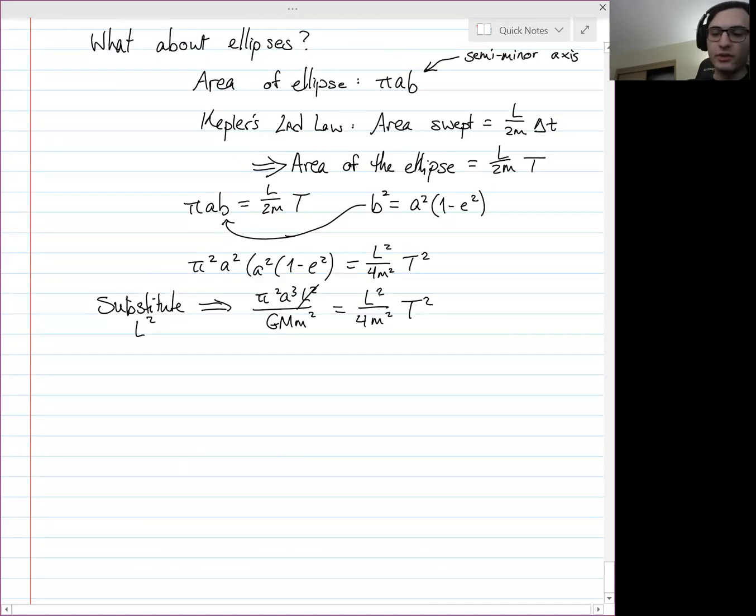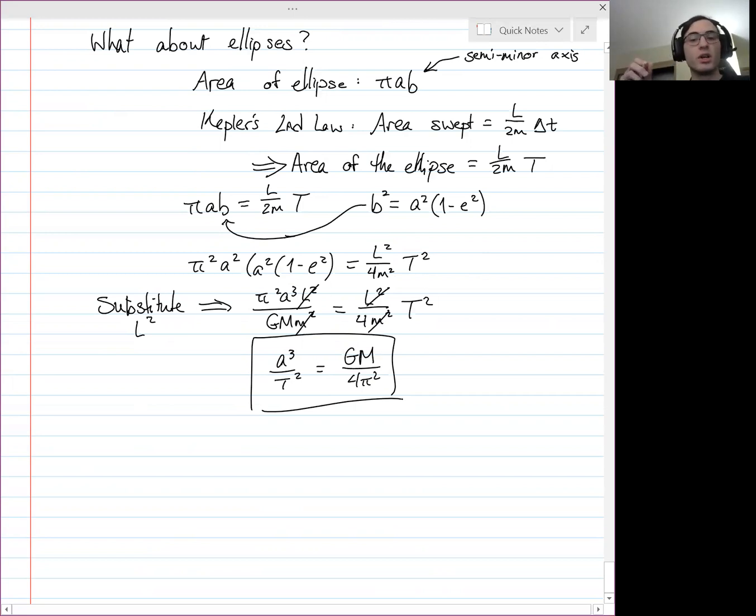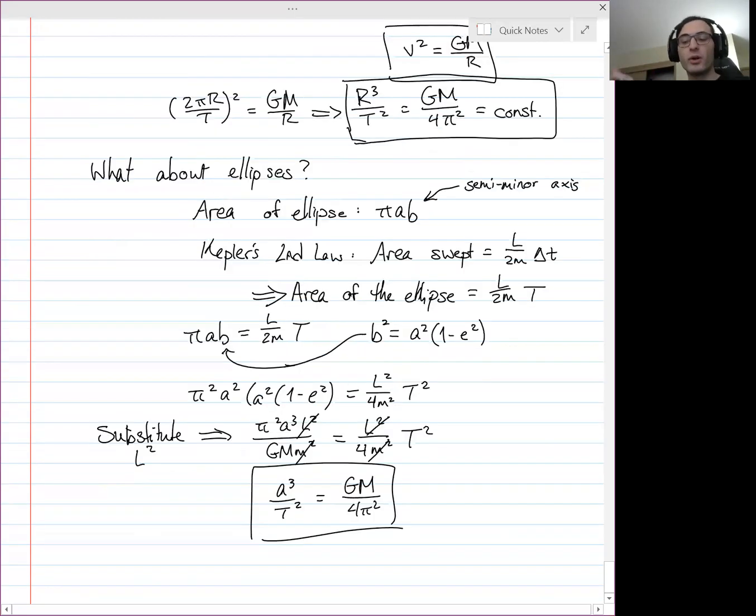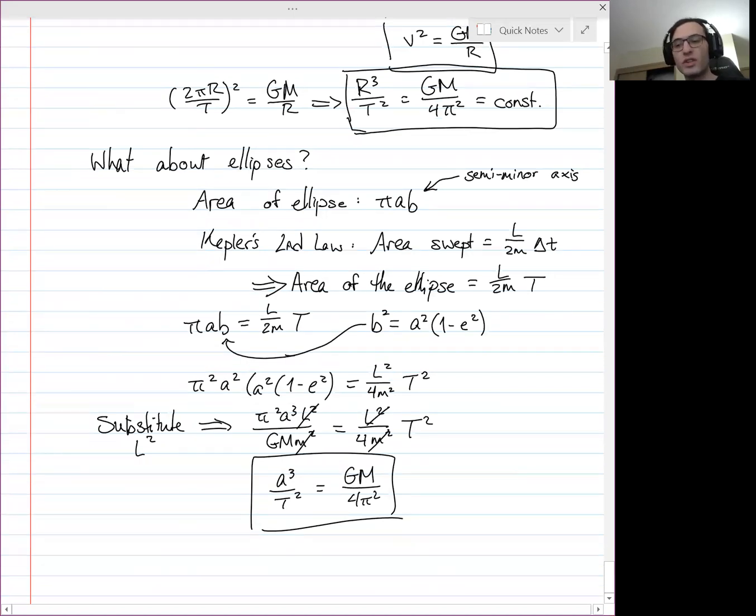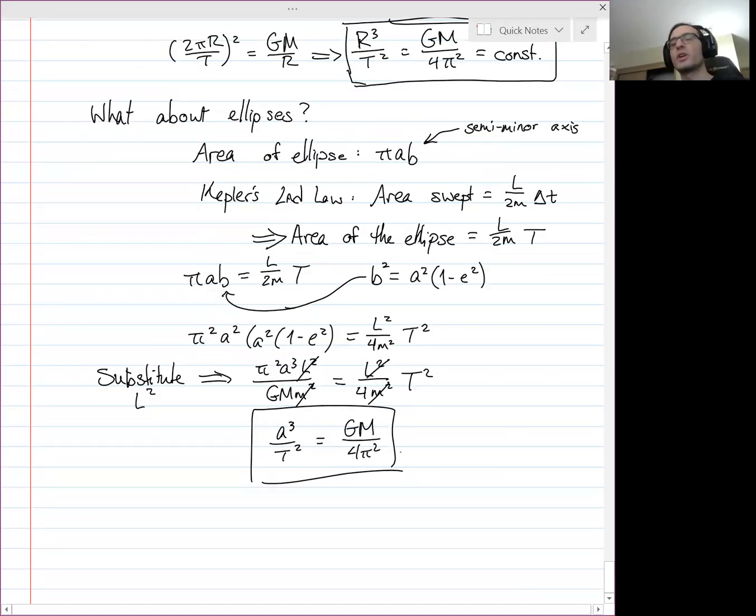And then the L's cancel, the little m's cancel, and you can solve, and you get A cubed over T squared is equal to capital G times capital M over 4 pi squared, which is precisely Kepler's third law. It's the same as what we got before. So it turns out you actually don't even need to know the orbit of another body. As long as you know the gravitational parameter of the gravitating body, that's enough to get you the orbital time, because we now know what that constant is. It's G times capital M divided by 4 pi squared.